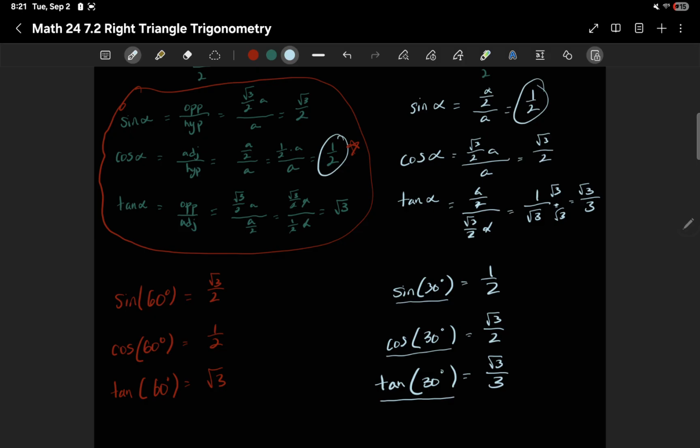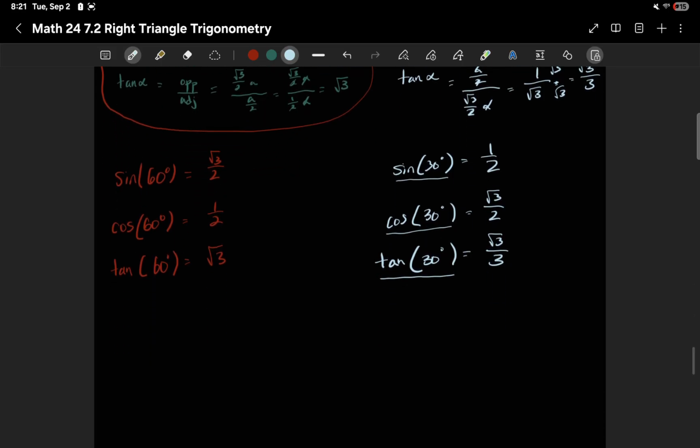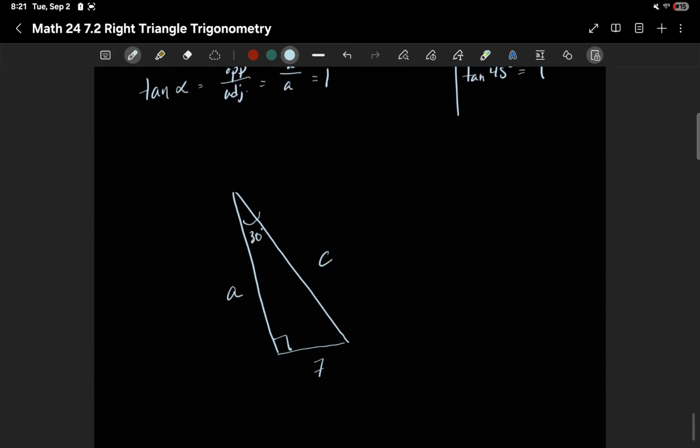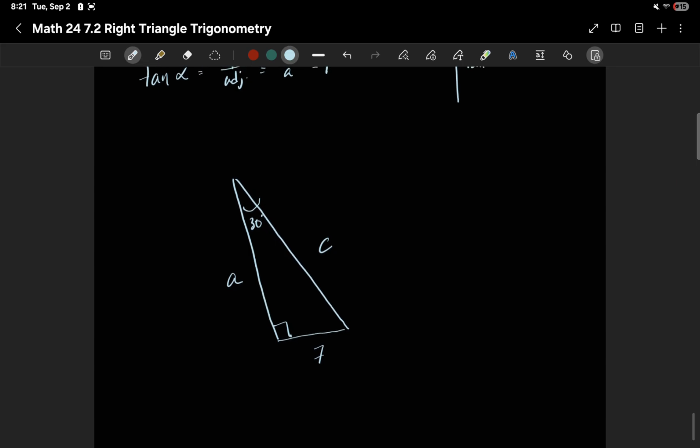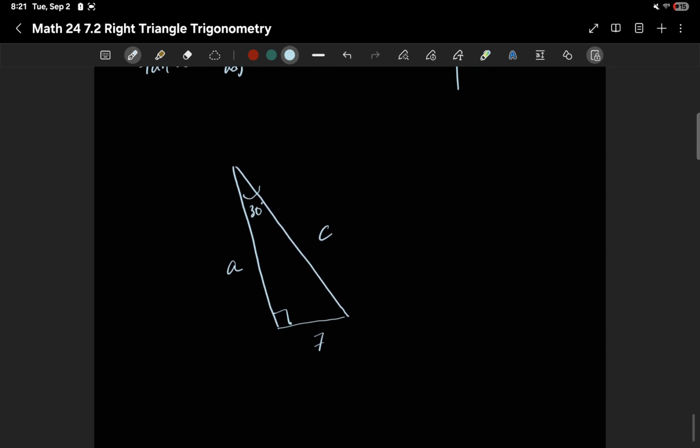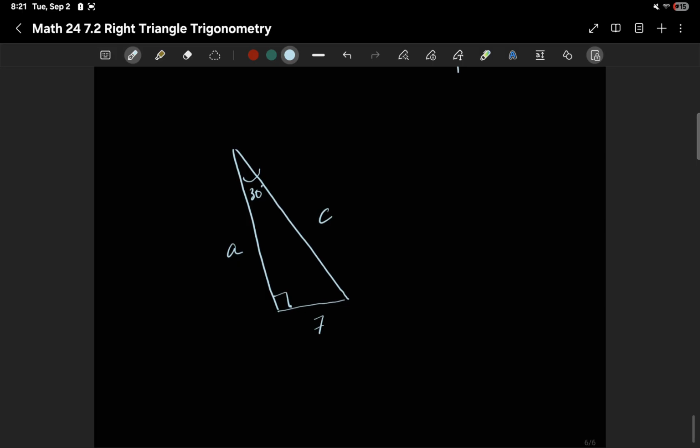I don't expect you to memorize this stuff yet, but at some point we're going to use this so much that it's going to be ingrained in you one way or another. All right, so let's go back down to the triangle that I had created. The directions here are to find the unknown sides of the triangle. We have A and C that we're looking for, and they've only given us one angle, which is the 30 degree.